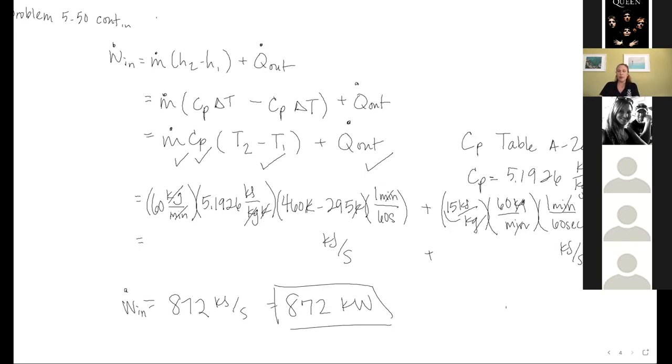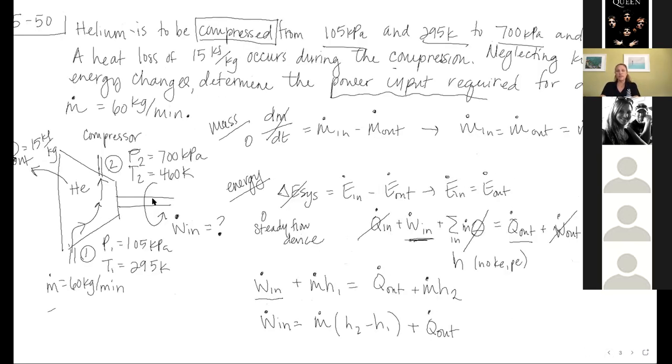So this is the power that is required by this shaft turbine to turn this compressor to compress this helium to this higher pressure and higher temperature. That's the work that is required here. On the exam, you're either going to have steady state problems or very simple unsteady state problems. There are not going to be any very complicated unsteady state problems.